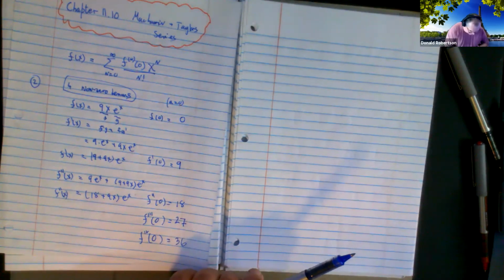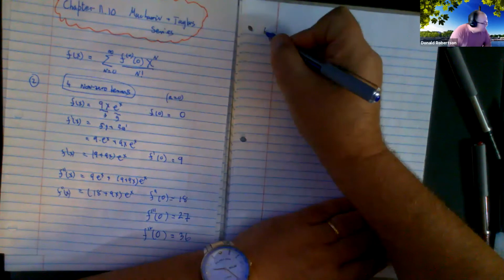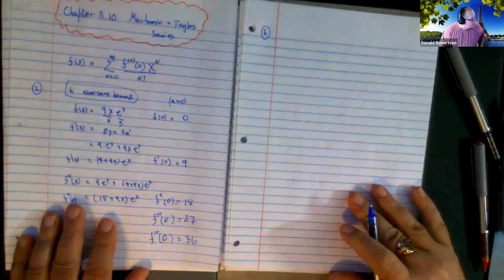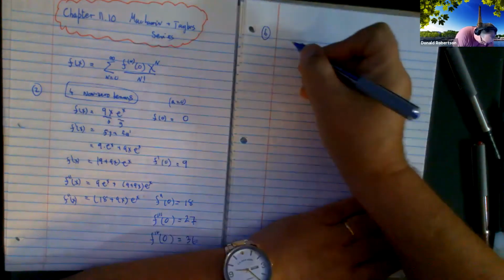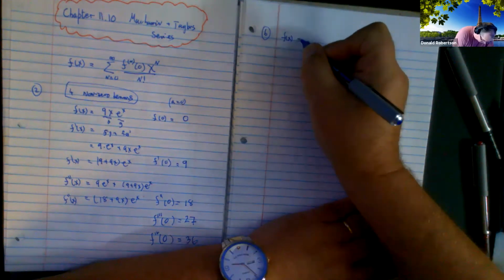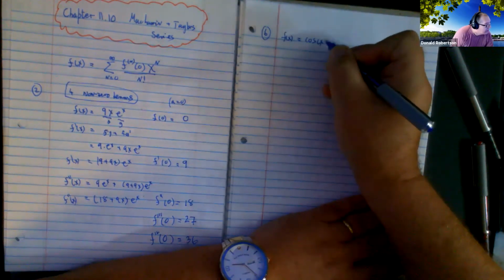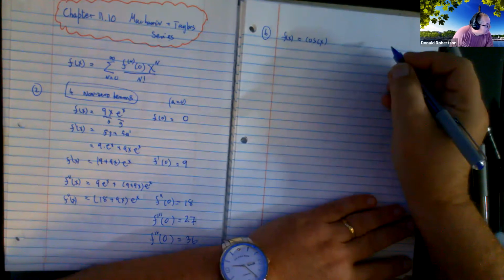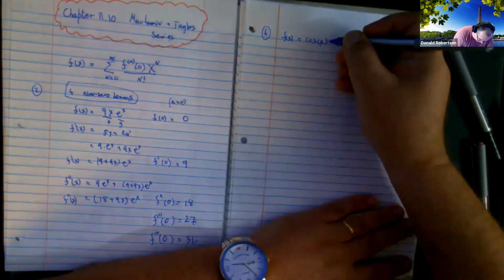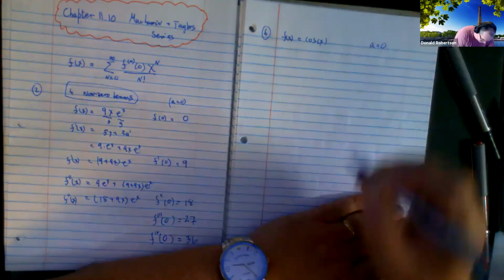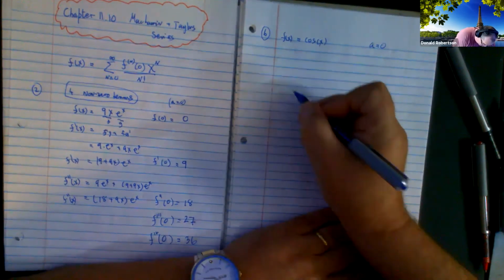Okay, who should we do? Let's do Maclaurin's for cosine x. And, well, when it says Maclaurin's, that kind of means we're doing it about 0.